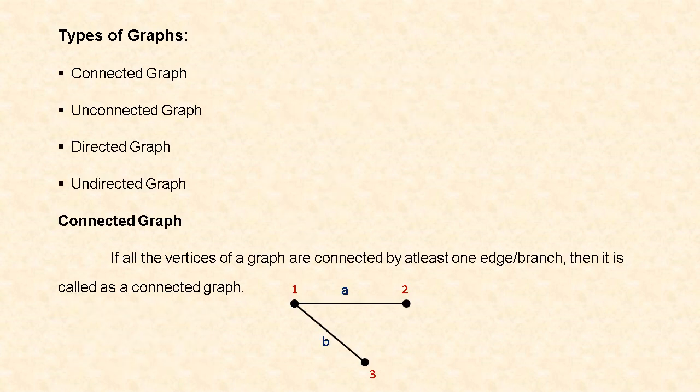Next, types of graphs. There are 4 types of graphs. They are connected graph, unconnected graph, directed graph and undirected graph. First we will see about connected graph. If all the vertices of a graph are connected by at least one edge or branch, then it is called a connected graph. If you see the figure, here all the vertices, that is nodes, have at least one edge. So it is a connected graph.